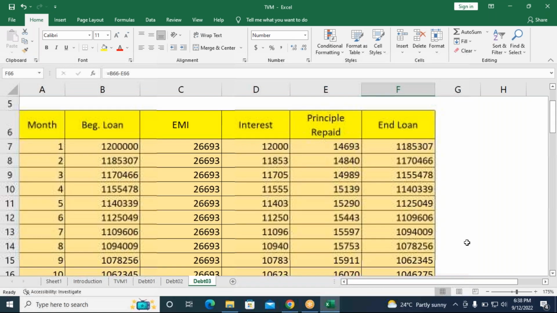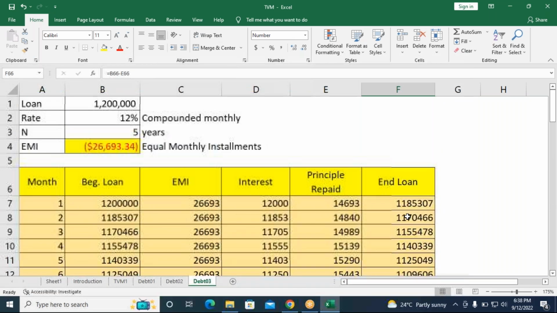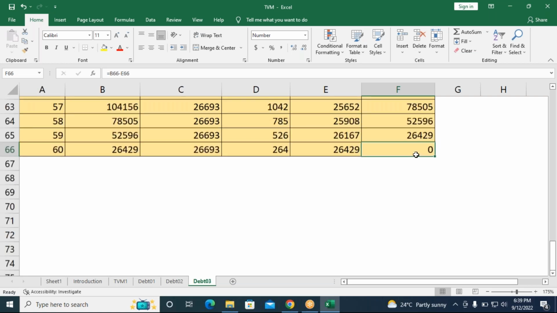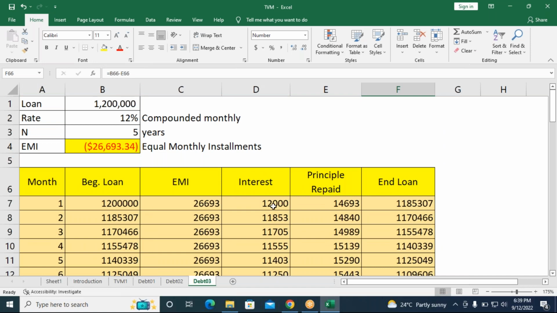Got it? Was anyone getting the balance as any other amount rather than 0? If you are getting 0, it means your calculation was correct. You want me to show it once again? Girls, am I audible? Yes, ma'am. Understood with this? Yes, ma'am. Okay, you people will try.